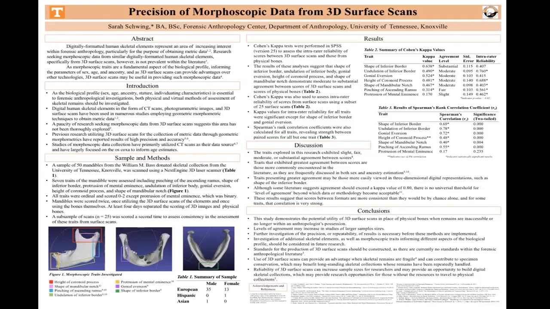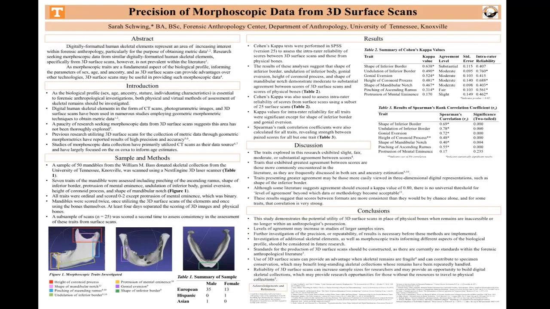Interestingly, these results, which are listed in table 2 under the rightmost column entitled intra-rater reliability, show that the 2 traits that exhibited greatest agreement for that first Cohen's kappa test actually exhibited the least agreement. So that was a little bit interesting.